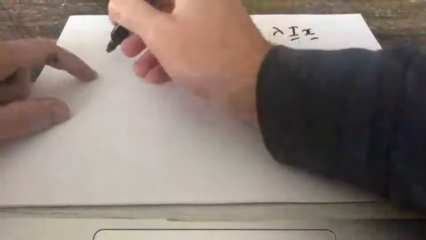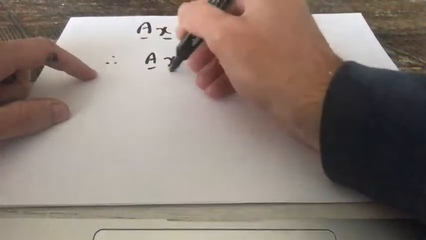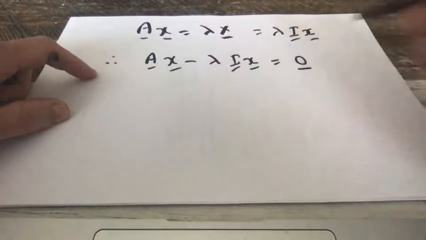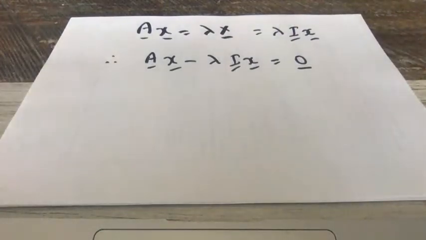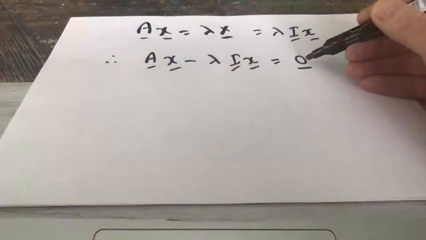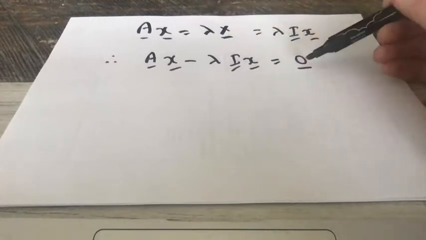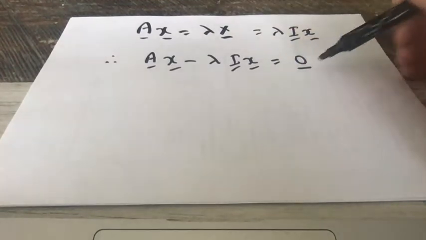So therefore, Ax minus lambda Ix is equal to 0. And I put a bar under the 0 because it's a column vector with zeros in it. If A is a 2 by 2, this is going to be 0, 0. If A is a 3 by 3, it's going to be 0, 0, 0. And because of that, it's going to be 0 with a bar under it.